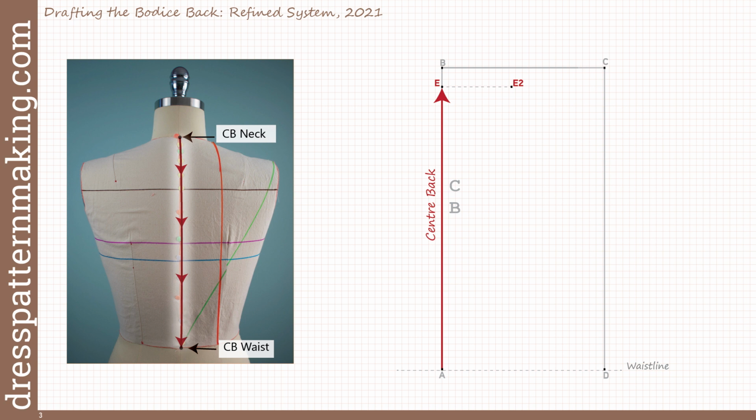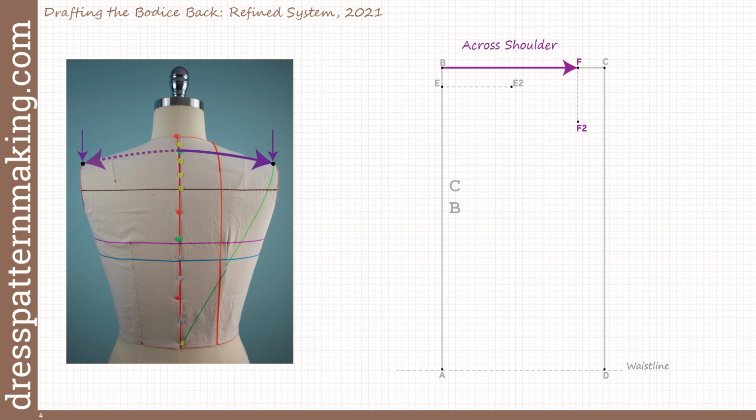Next is the centre back length measurement, measurement number 24 on the chart. Using your centre back measurement, measure up from point A on that A to B line and mark point E. Then draw a line at right angles to the A to E line for about 10 centimeters and mark the end of that line, point E2. This is just a guideline and will help us draw the neck curve later. As it's a guideline, it doesn't need to be an exact length, which is why I say for about 10 centimeters. Next is the across shoulder back, measurement number 25 on the chart.